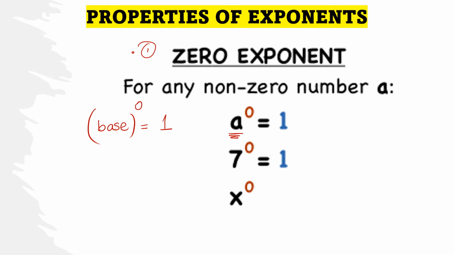So look here, a to the exponent 0 is equal to 1. No need to solve. 7 to the power of 0 equals 1. Now can you pause the video and give me the answer? What is x to the power of 0 equal to? Absolutely correct. It is 1.